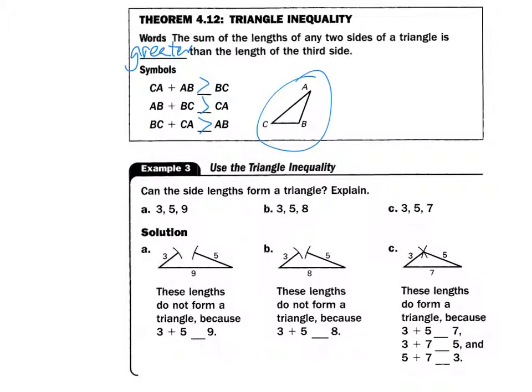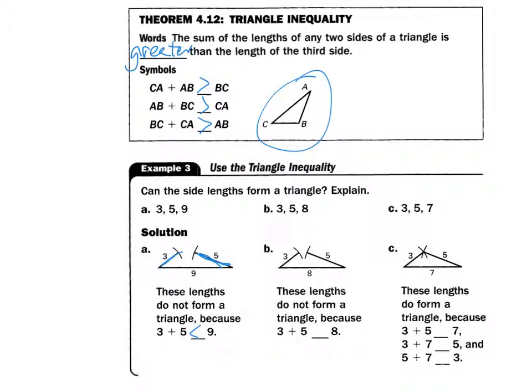So let's look at the example here. Can the side lengths form a triangle? Explain. So I have 3, 5, 9. It looks like the answer is no. But why? How can we prove that? If we add this side and this side, if it's a triangle, the sum has to be greater than 9. But obviously 3 plus 5 is less than 9, because it's 8. So this is not a triangle, right?